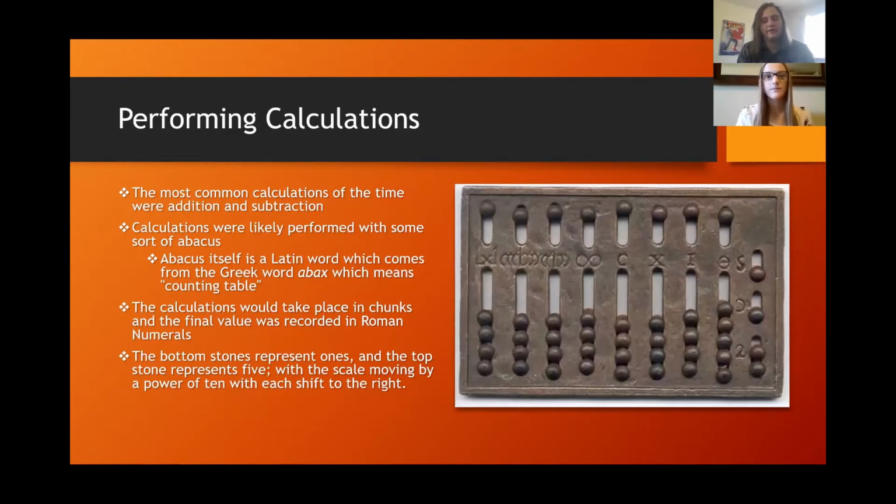So when performing calculations, the most common method at the time was probably using an abacus, because the abacus allowed for a large system of tally that revolved around addition and subtraction. The word abacus itself is a Latin word, which comes from a Greek word which means counting table. And these calculations would take place in chunks, and only the final value would be recorded with Roman numerals.